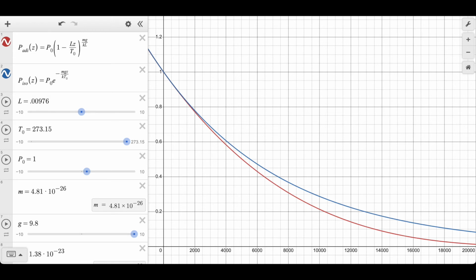So the final part of the problem was to plot both the adiabatic model as well as the isothermal model for z between 0 and 20 kilometers. So I just put both functions into Desmos and set the constants to their proper values, and then set the scale for the chart to 0 to 20,000 because it's in meters, not kilometers. And then, as you can see, the adiabatic model is represented by the red line. It decreased faster than the isothermal model. And this makes sense because the temperature is directly proportional to the pressure. So if the temperature is decreasing instead of remaining constant, then we would expect the pressure to decrease faster as well.